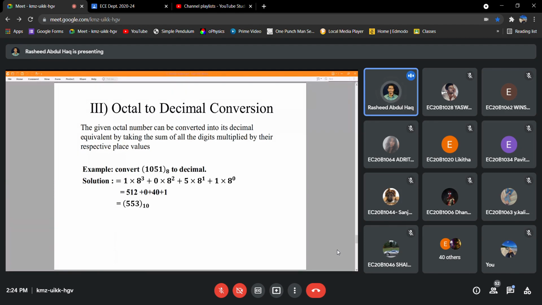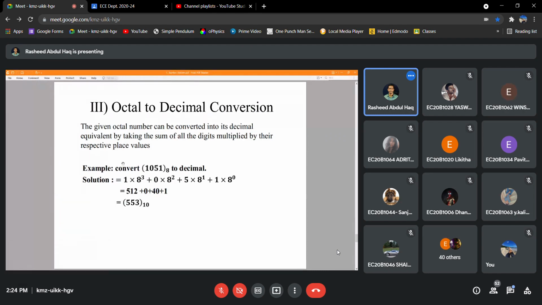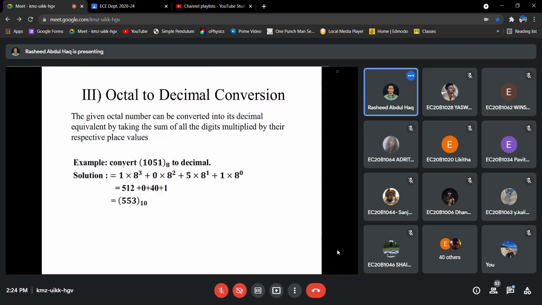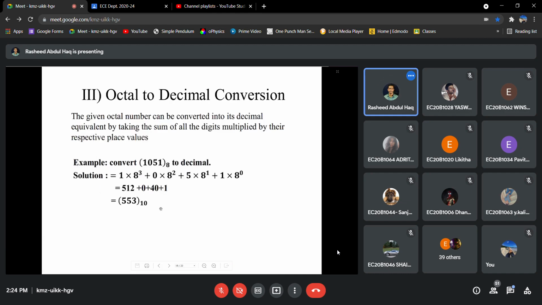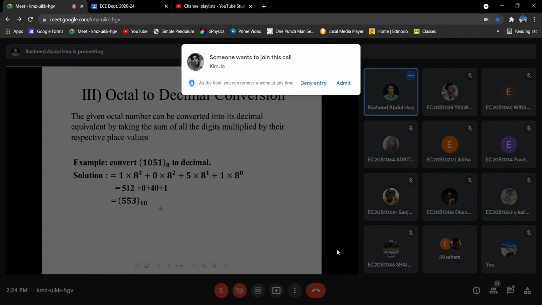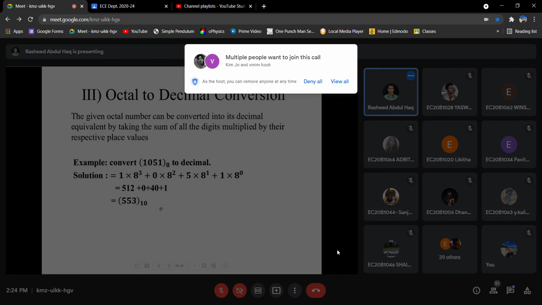Okay, I will stop shortly. Sorry, I didn't notice that the time is up. Only one more conversion is left. I hope this octal to decimal conversion is clear. Any doubts for anyone?